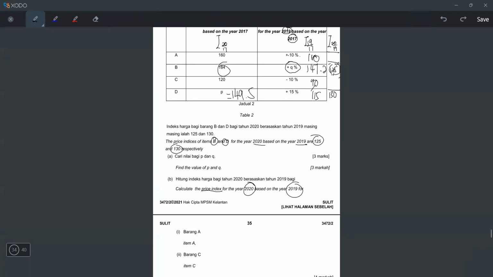So how do I want to find it? Okay, first of all, you can use a smiley face, because you have the 110 and 160. So for item A, I'll just write A, and then I'll draw a smiley face, because if you want to find 2019, you will use the 110 and the 160 to help you.